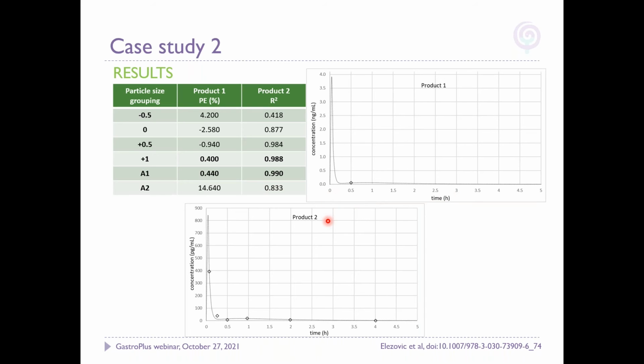Let's talk about first product 2. The best correlation with in vivo data was obtained with distribution A1, with distribution +1 close by. Concerning data for product 1, the issue with that in vivo data is that only one usable concentration time point is obtainable, so correlation cannot be calculated. Instead, the percent prediction error was calculated for that single point, and again, the best distributions were +1 and A1, but this time +1 being better.